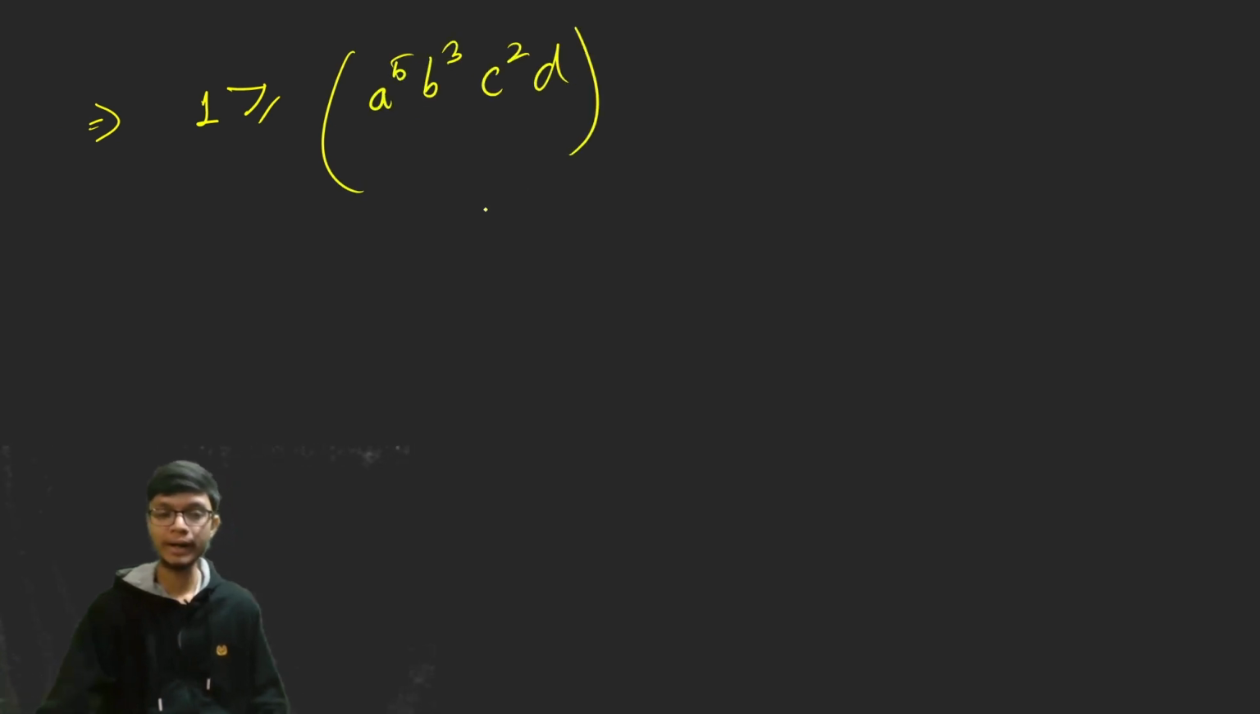Now if you solve this, the result will be that the AM term is equal to 1, and this will be greater than or equal to A to the power 5 B cube C square. Now why did I do so? Why did I express the number as a summation of these 11 numbers?